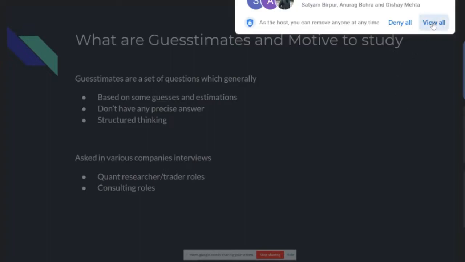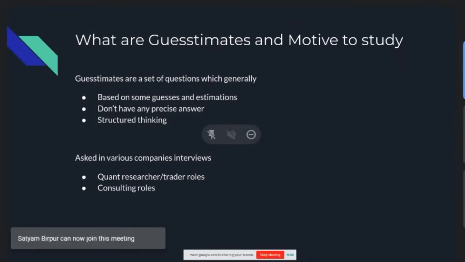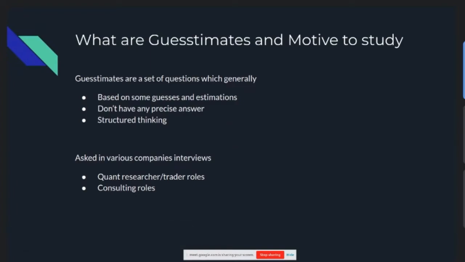By guesses I don't mean you just say, I think the answer would be 3. It's about an intelligent guess, with reasoning behind it. You should have a reason behind that guess. The motive to study guesstimates is that they are generally asked in various interviews, like quant researcher roles and trader roles in all the HFTs which come in the intern season, as well as all the consulting roles.